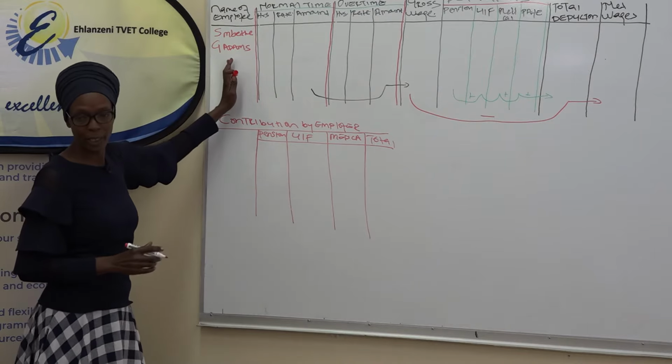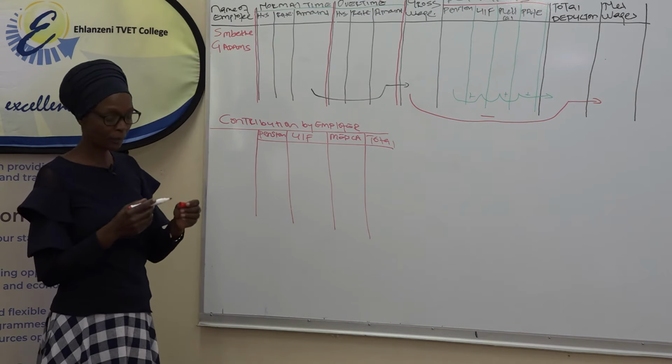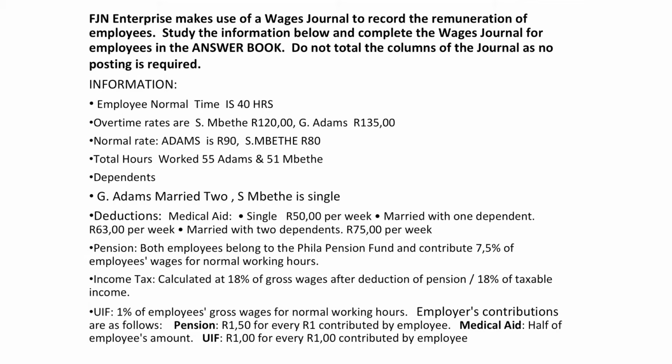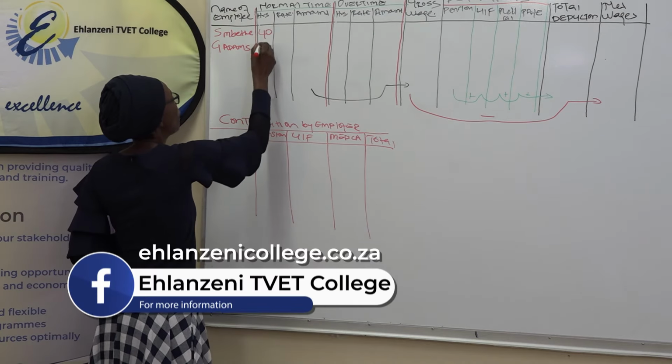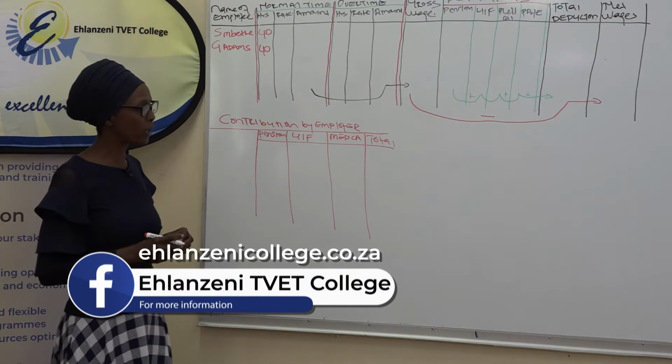We are done with this column. Then the next column is normal time. We have to enter the rate, the hours, and the amount. All the employees are obliged to work 40 hours. And as we have already gone through the exercise, we know that all the employees worked beyond, so we have to put 40. All of them did manage to work 40 hours.